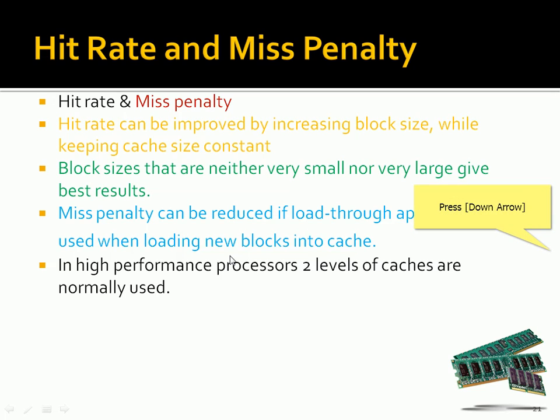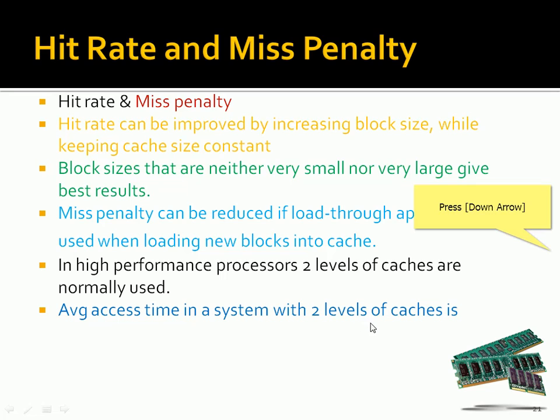Two levels of cache are normally used, L1 and L2, for instruction and data. The average access time in a system with two levels of cache is T average = H1 x C1 + (1 - H1) x (H2 x C2 + (1 - H2) x MEM), where (1 - H1) is the miss penalty. C1 and C2 are the caches, and H1 and H2 are the hit rates of their respective caches. Using those, the formula is constructed. So that will be the average access time when two levels of cache are used.